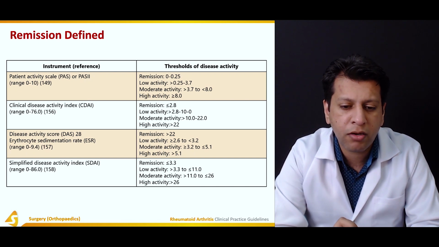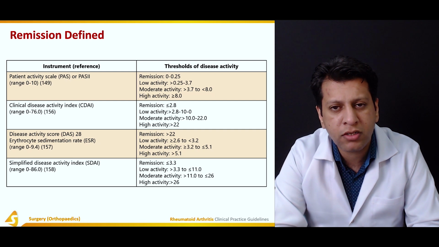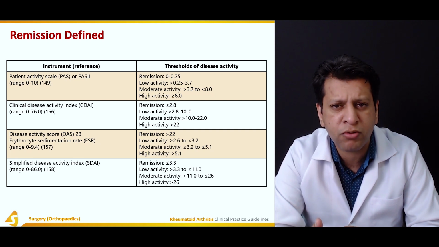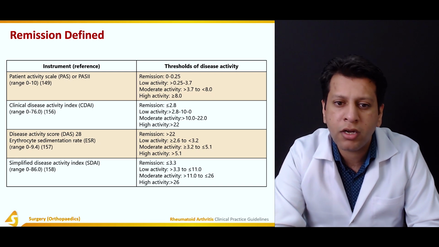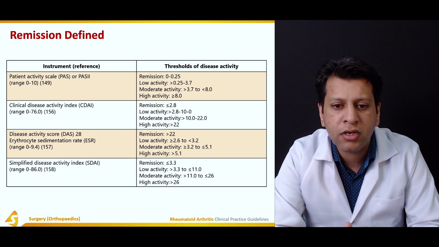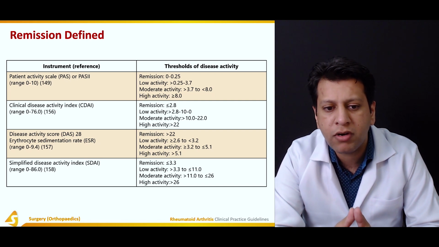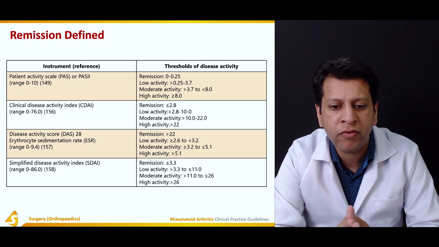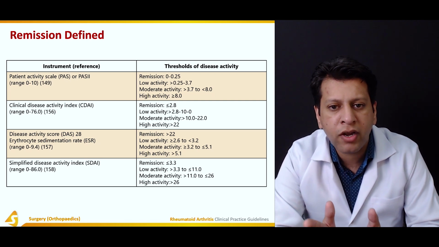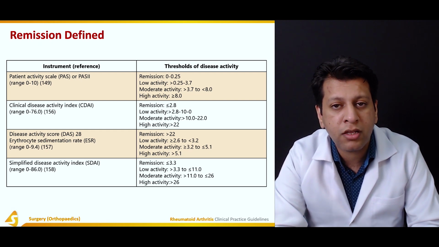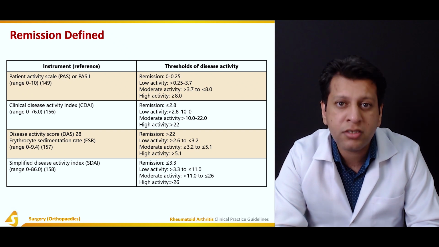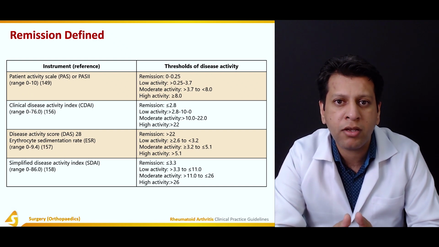Now, this is very important because it is a slowly progressive kind of disease, which you cannot really completely treat, but you have to manage it accordingly. For example, there is the patient activity scale, clinical disease activity index, disease activity score, and simplified disease activity index. They have defined different criteria for remission. That is, if they fall into this criteria, it means the disease activity has decreased to such a low extent that they can be termed as having got rid of the rheumatoid arthritis.